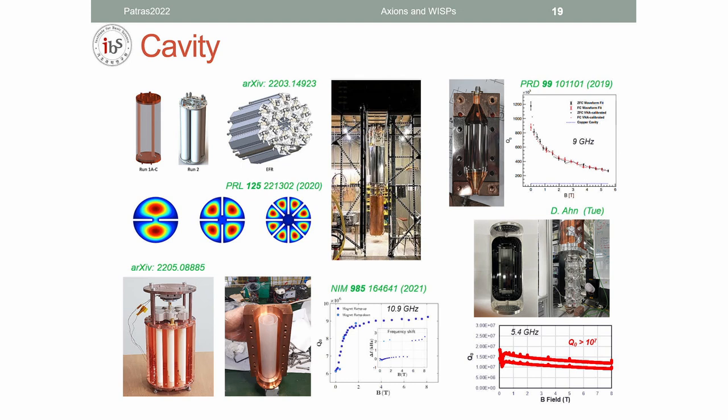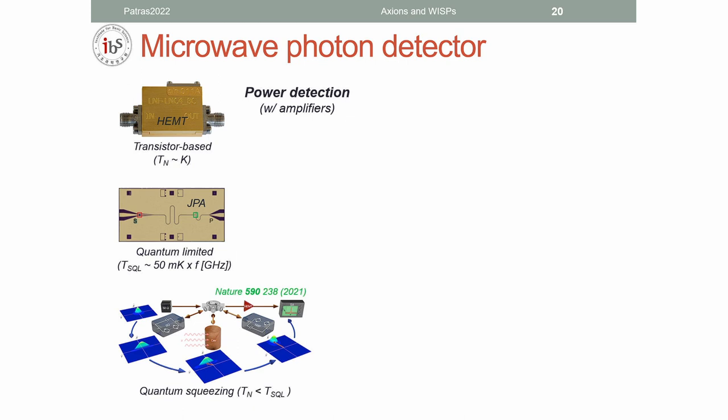So in terms of the photon detector, originally we depended on power detection, starting from the HEMT, which is transistor based, with typical temperatures at the Kelvin level. And nowadays, most of the experiments rely on quantum limited noise amplifiers, which are only subject to the standard quantum limit. And then, as I mentioned, quantum squeezing technology is being developed and adopted. This is very nice, and by doing this we can overcome the quantum limit.